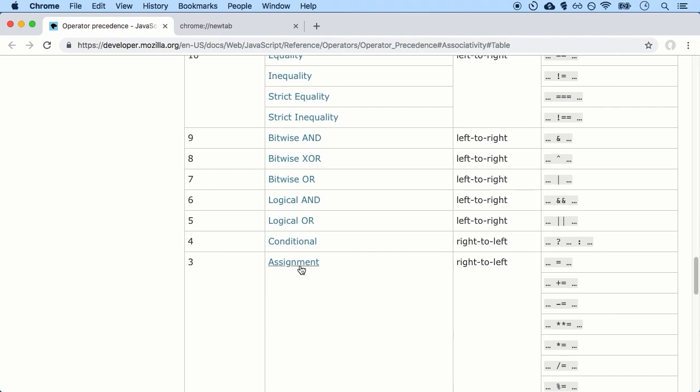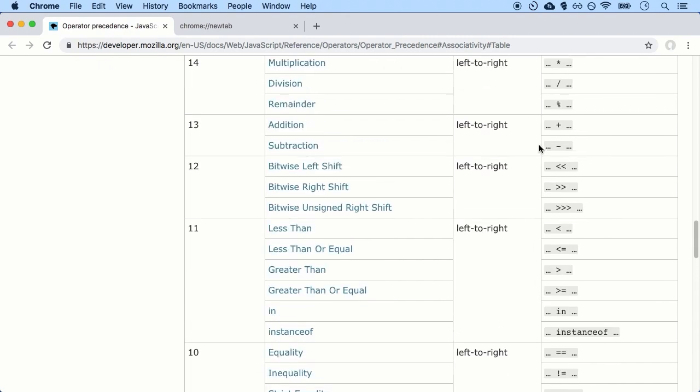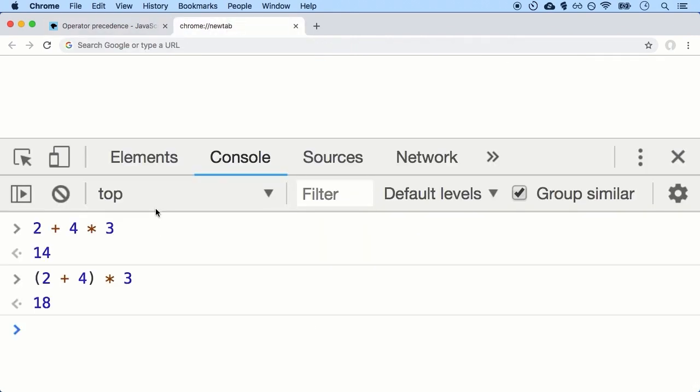So you see the assignment operator, it's going to go from the right hand side to the left hand side. Or, for a different example, if you are doing subtraction, it's going to take the first value and then take the second value, so going left to right. With that, I want to give you a very neat example.